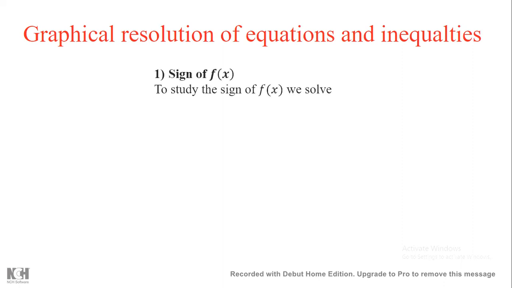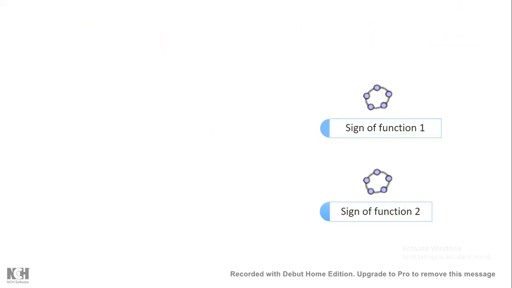In the first part, when we are asked to study the sign of f of x, sign in mathematics means where it is positive, where it is negative, and where it is zero. To study the sign of f of x, where f represents the name of a certain function, we usually solve f of x equal to 0, f of x greater than 0, which means positive, and f of x less than 0, which means we have to look where the f of x is negative. Let me remind you that f of x represents the y values, the ordinates of the points of the function.